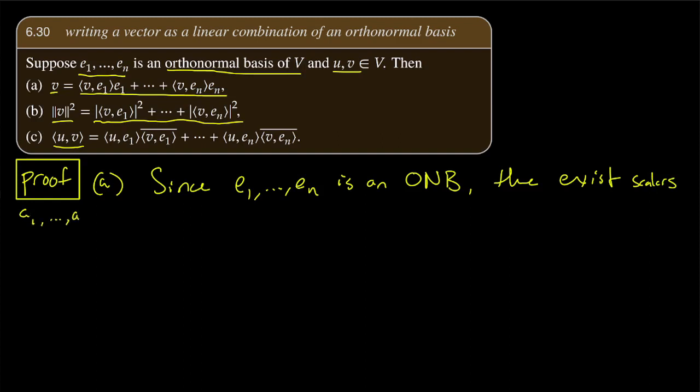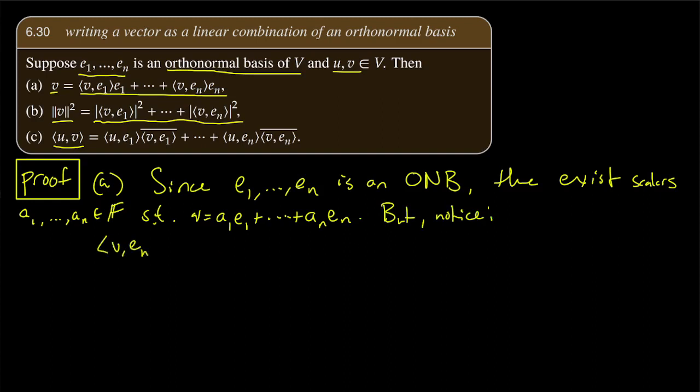A1 through AN in the field, such that V is equal to A1 E1 plus ... all the way down through AN EN. But notice the following. V's inner product with EK then becomes equal to the inner product of A1 E1 plus ... all the way down through AN EN, with EK.